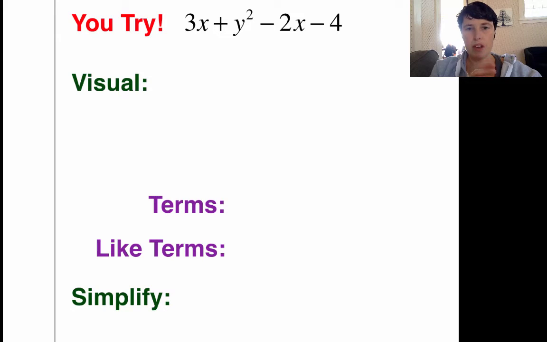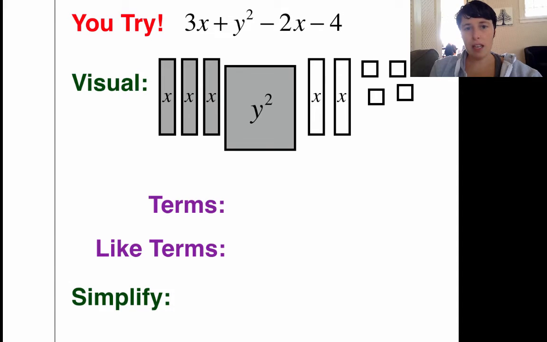Alright, so I'm hoping you're unpausing the video, that you've done all your work, and you're ready to see if you got this down. So here's what you should have for your visual. 3 x's, a y squared, 2 negative x's, and 4 negatives. So notice the shading. The 3 x's are shaded in, they're positive. The y squared is shaded in, but the 2 negative x's and the negative 4, they're empty, they're white.